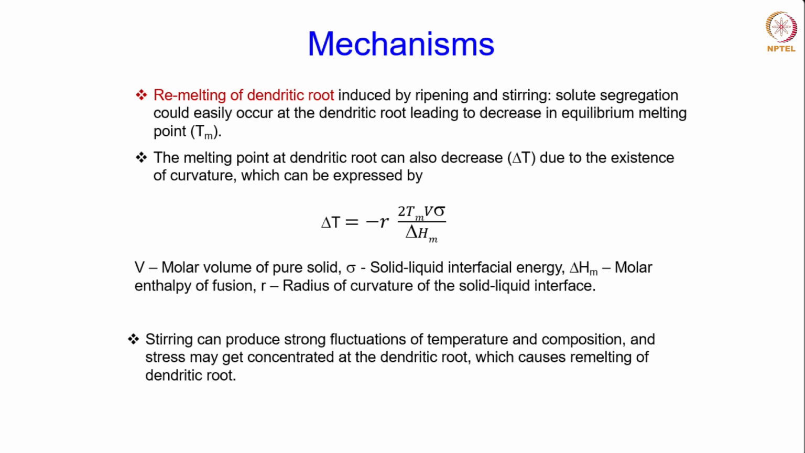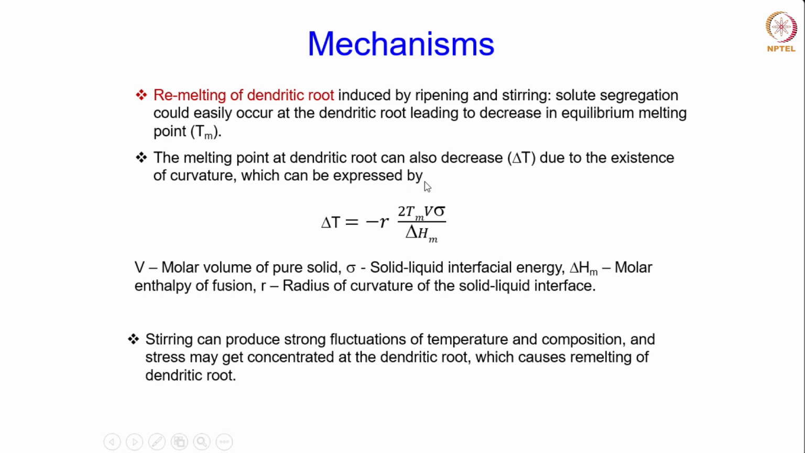There is one more mechanism which talks about remelting of the dendritic root, which is induced by ripening and stirring. So we have seen that solute segregation can happen during solidification depending on the nature of the solute and the diffusivity and so on. And the segregation of these solutes at the dendritic root can lead to a decrease in the equilibrium melting point.